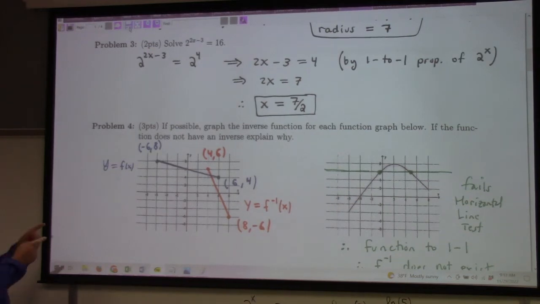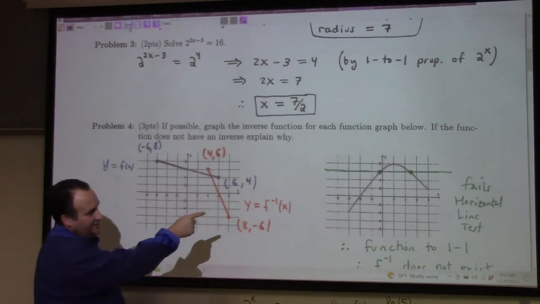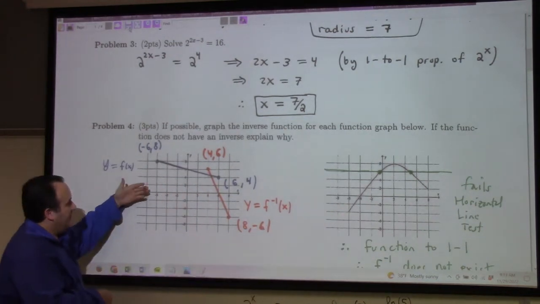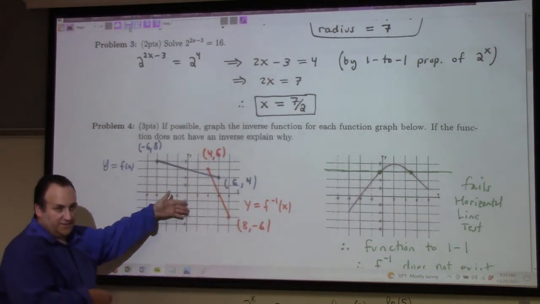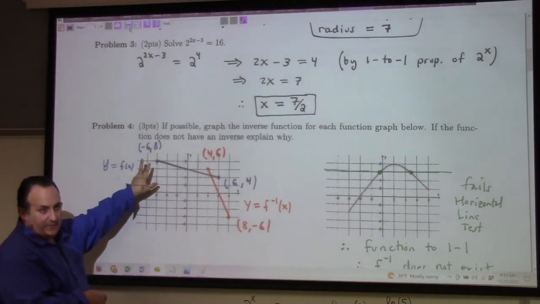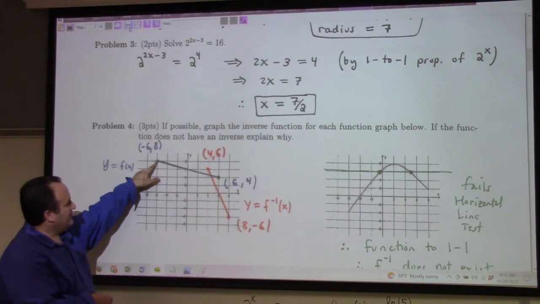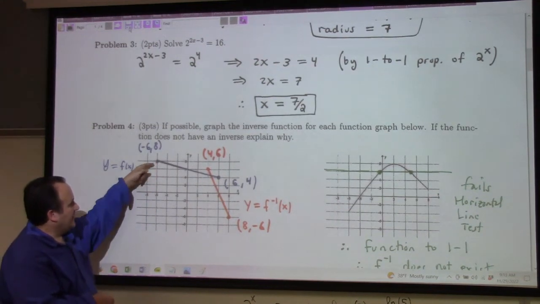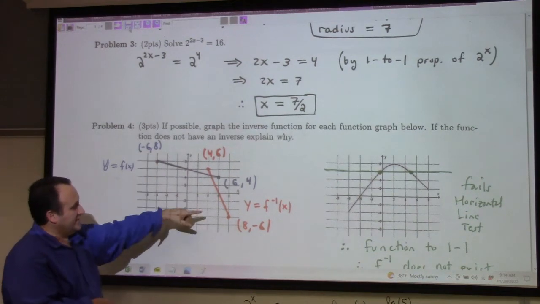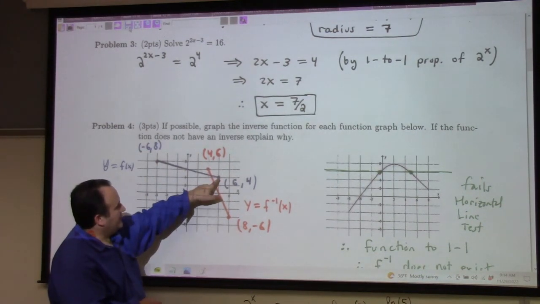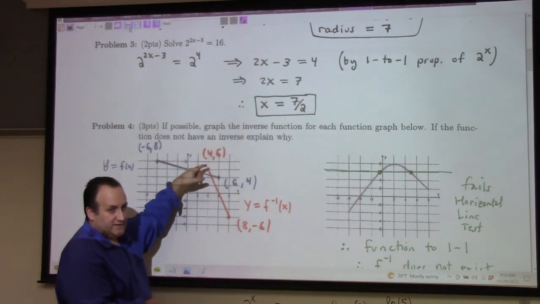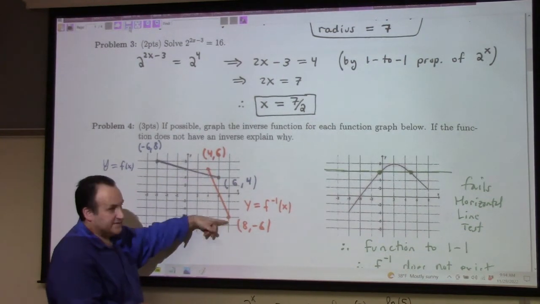This one, problem 4, does not have an inverse because it fails the horizontal line test. This one passes the horizontal line test, so it has an inverse. How do you find the graph of the inverse? Well, you just pick some points and flip them, right? On the original graph, you got -6, 8, so on the inverse graph, you flip it to 8, -6. This 0.46 flips to 6.4. 6.4 flips to 4.6, and then it's still a line, so you just connect the dots like that.